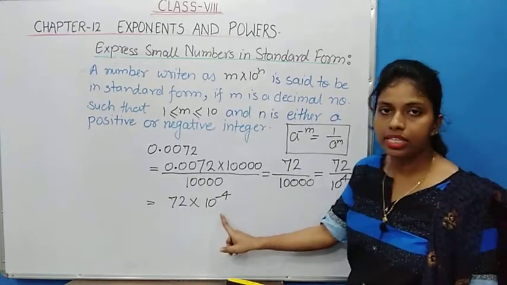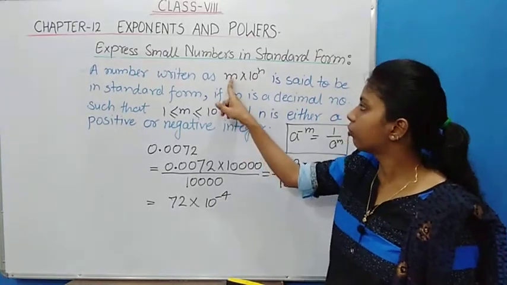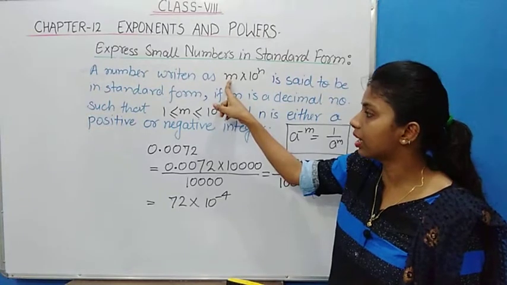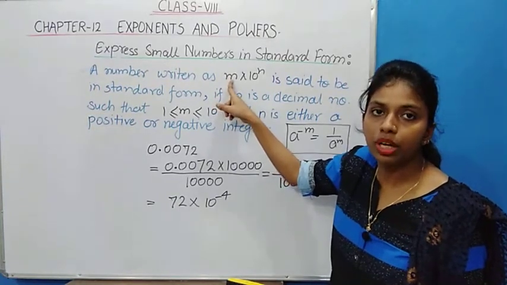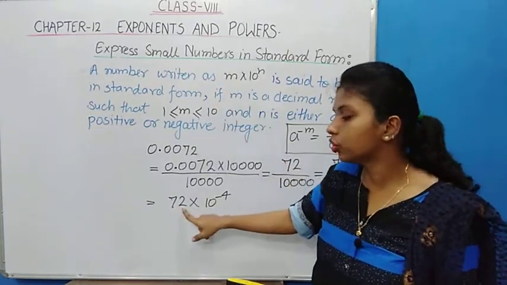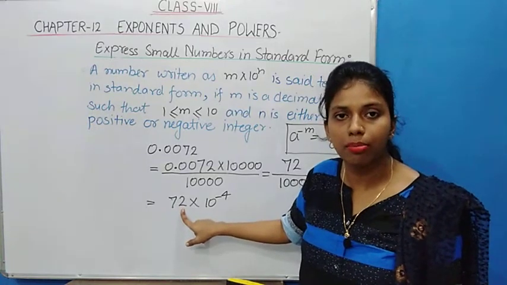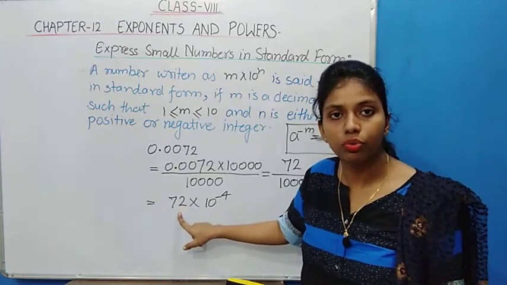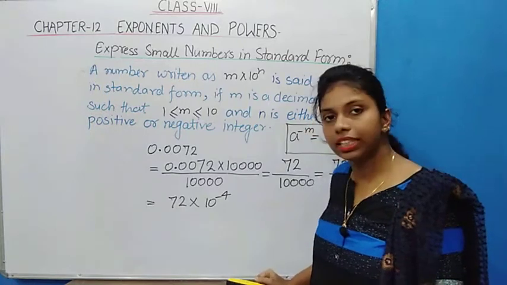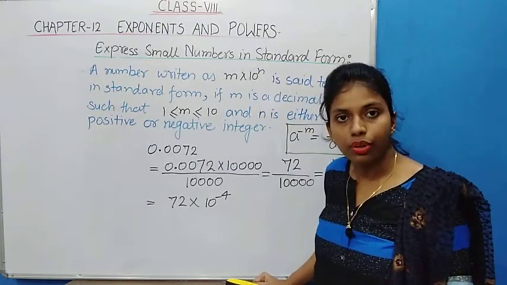But this is not a standard form, because in standard form this m must be a decimal number and this lies between 1 to 10. But here we have 72. 72 is not a decimal number and of course it is not between 1 to 10. So how can we make this between 1 to 10?